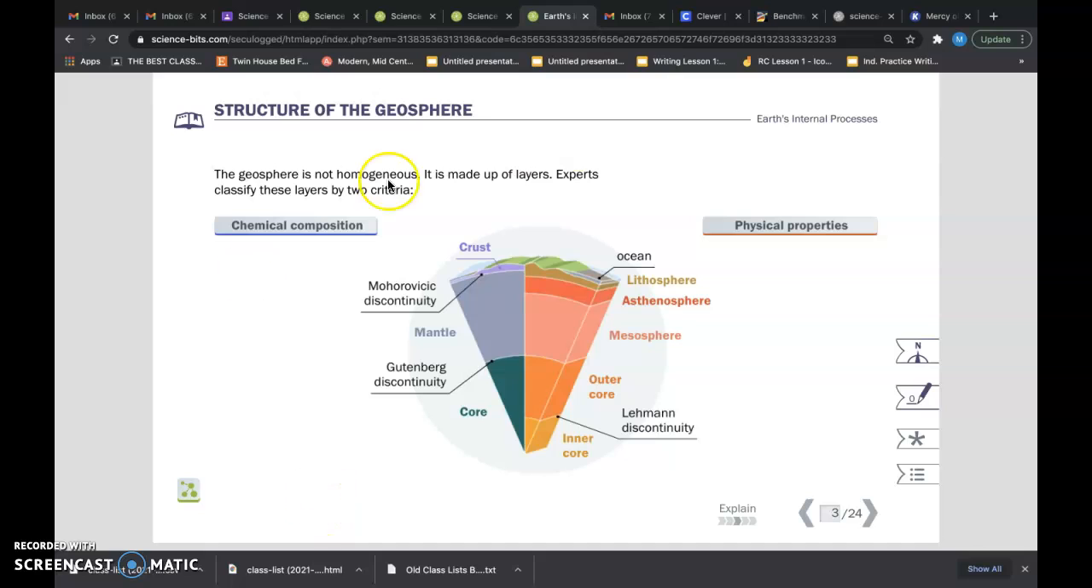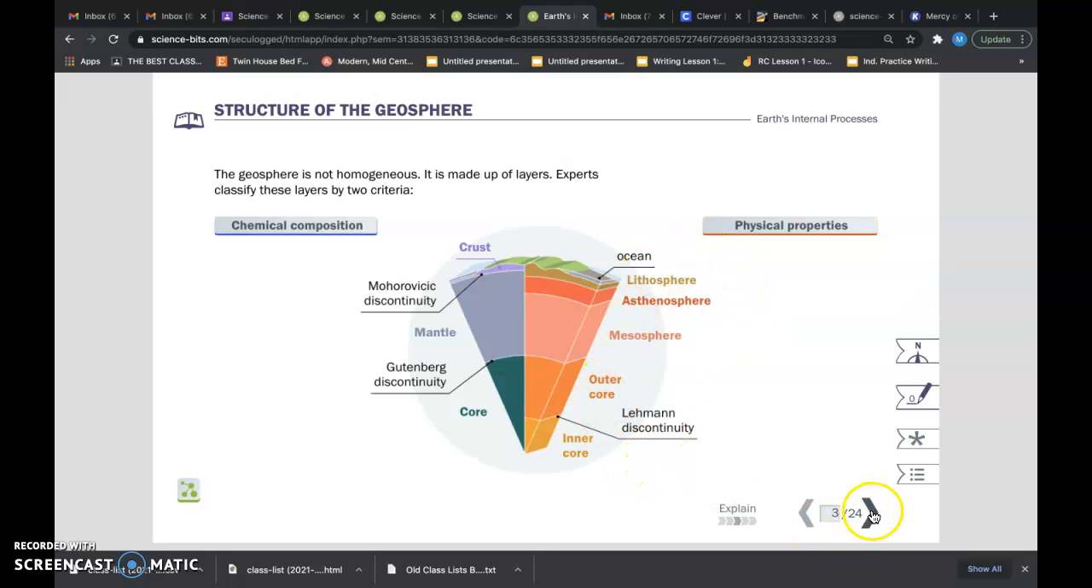Now, there's not a great definition of the geosphere in these two slides, so I'll remind you the geosphere is all of the rocks and minerals on Earth. So that includes the molten rock and heavy metals near the core and the sand on the beaches and everything in between. So the geosphere is a collection of these layers.